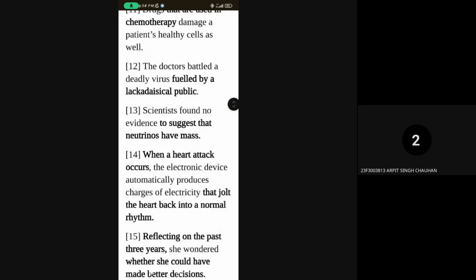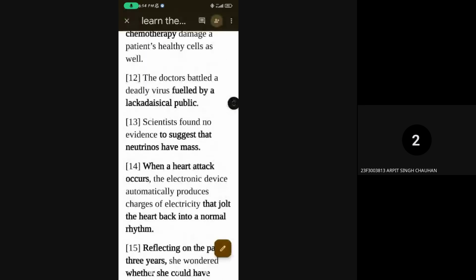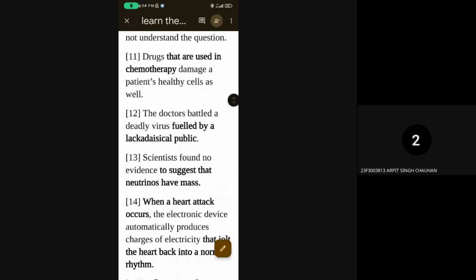So 11th one, we have, I think, 5 of them. We should be able to finish them. Drugs that are used in chemotherapy damage a patient's healthy cells as well.